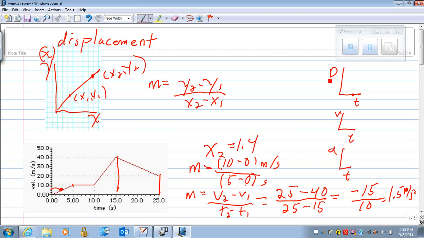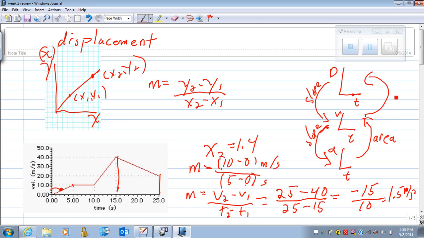And the way it went is that if I have a displacement time graph and I want velocity, I should always take the slope. If I have the velocity time graph and I want acceleration, again, I take the slope. On the other hand, if I have an acceleration time graph and I want velocity, I'm going to take area. And likewise, if I have a velocity time graph and I want displacement, I'm going to take the area.